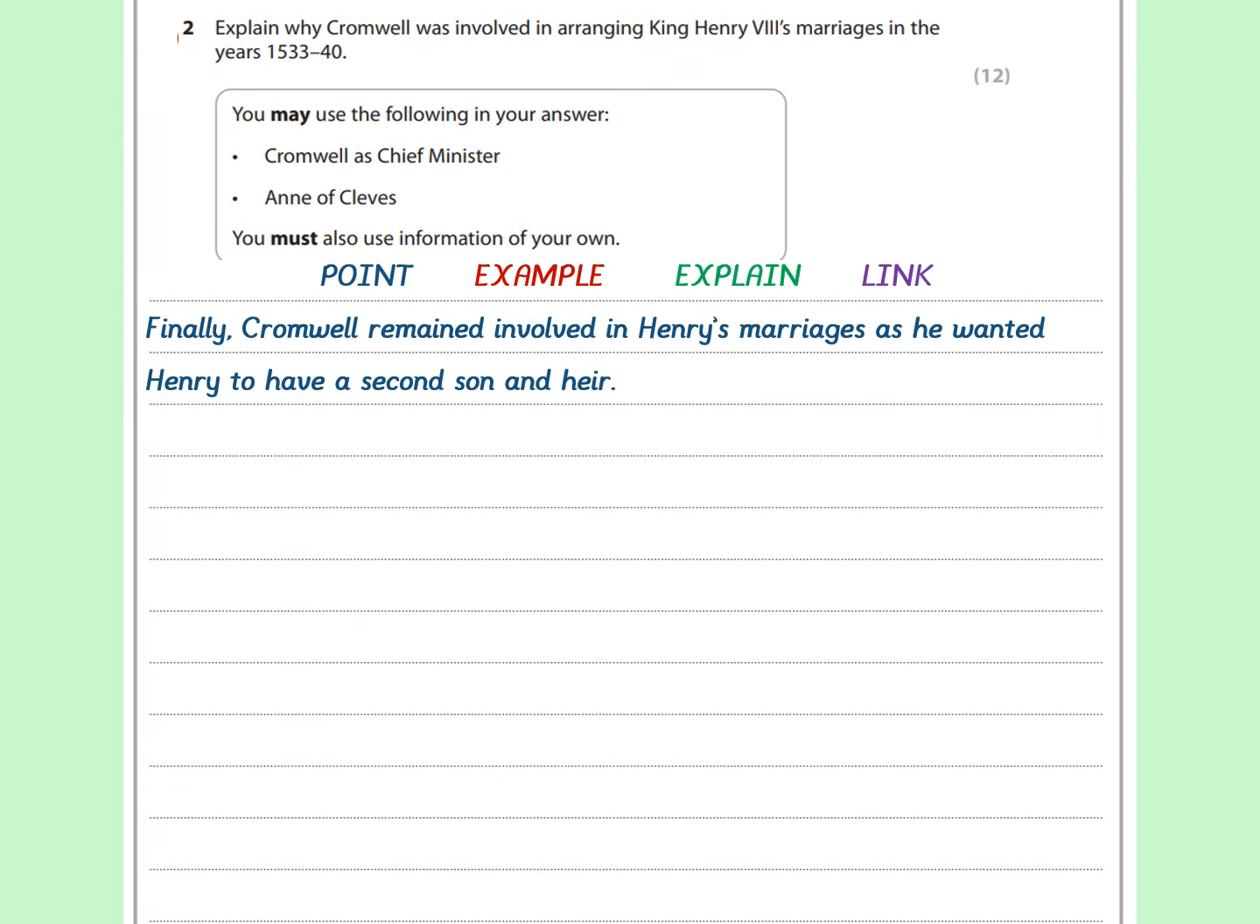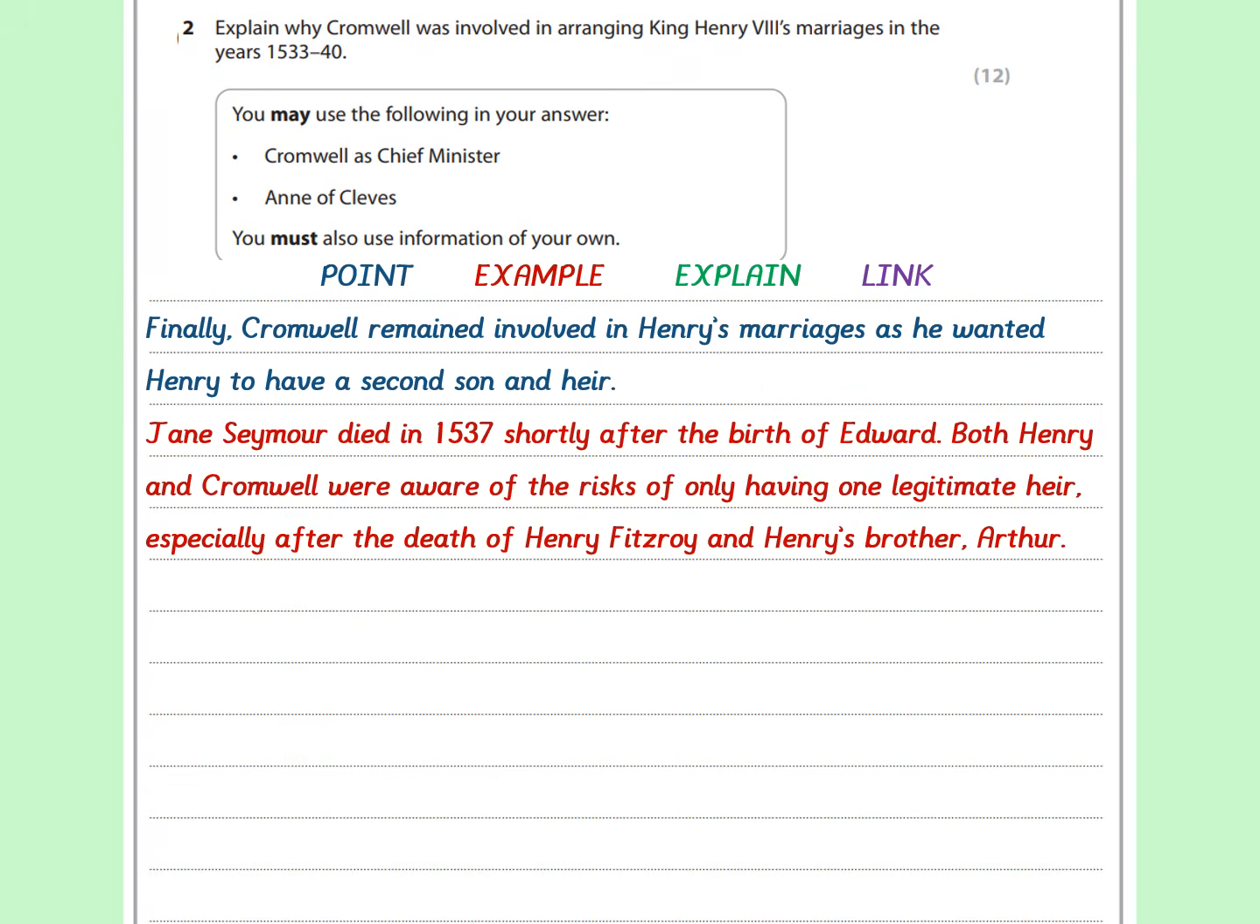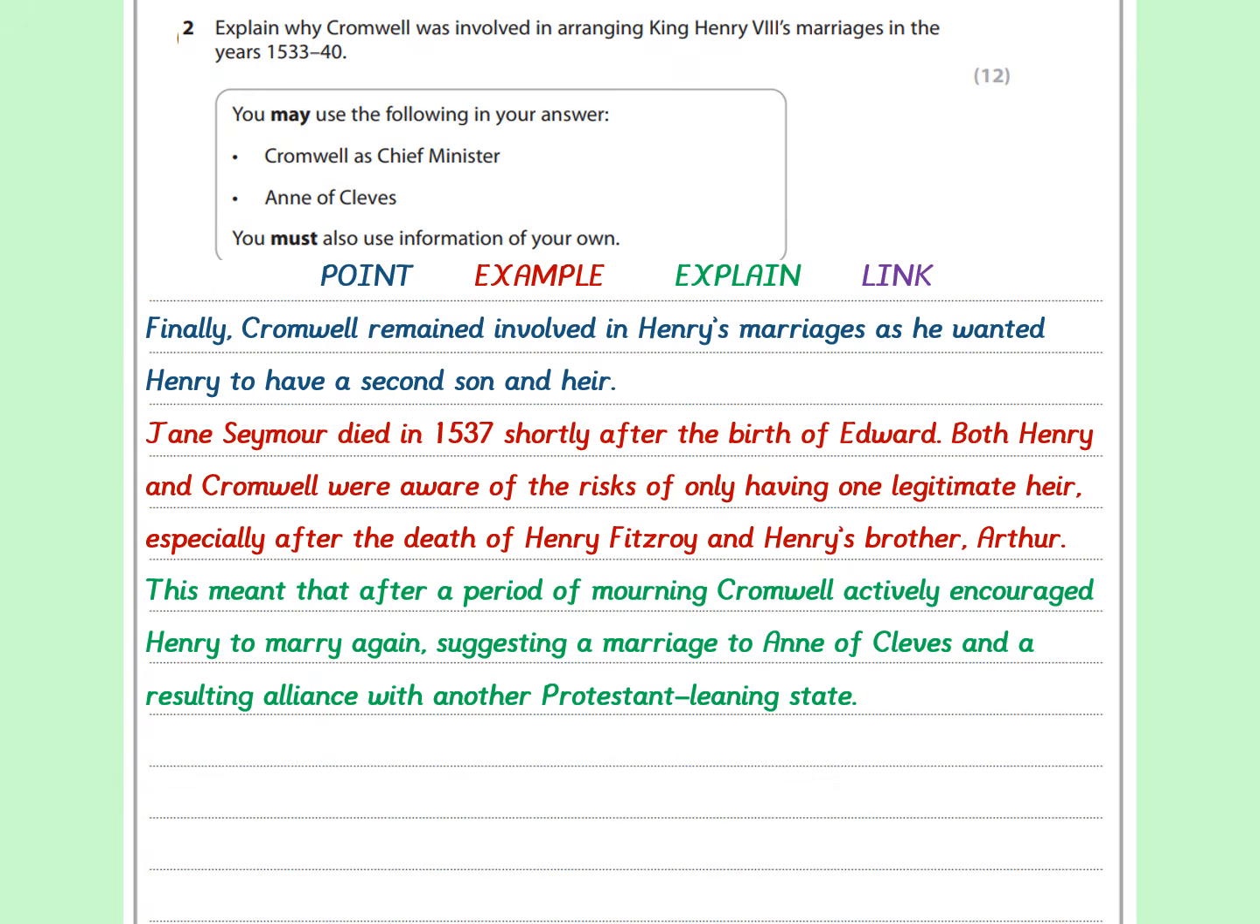Finally, Cromwell remained involved in Henry's marriages, as he wanted Henry to have a second son and heir. Jane Seymour died in 1537, shortly after the birth of Edward. Both Henry and Cromwell were aware of the risks of only having one legitimate heir, especially after the death of Henry Fitzroy and Henry's brother Arthur. This meant that after a period of mourning, Cromwell actively encouraged Henry to marry again, suggesting a marriage to Anne of Cleves and a resulting alliance with another Protestant-leaning state.